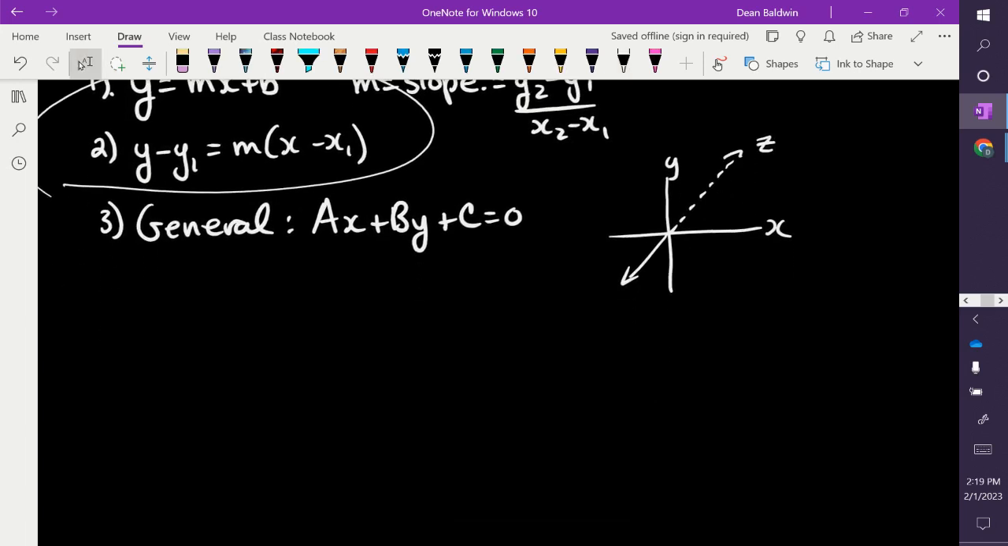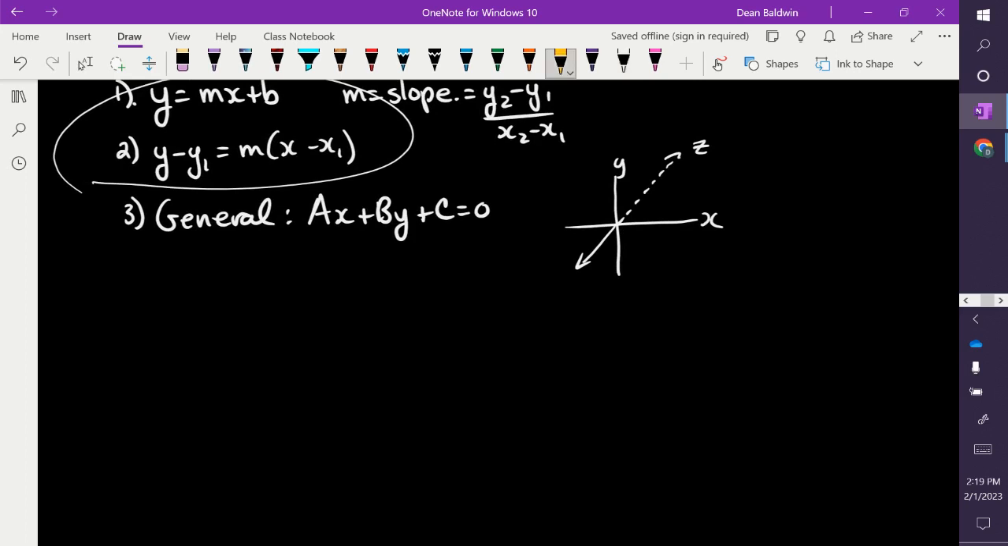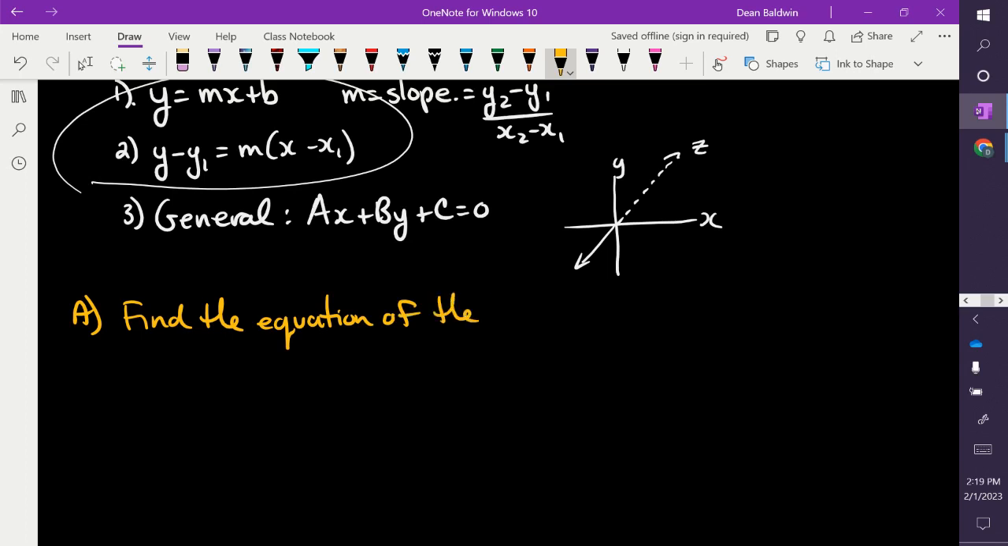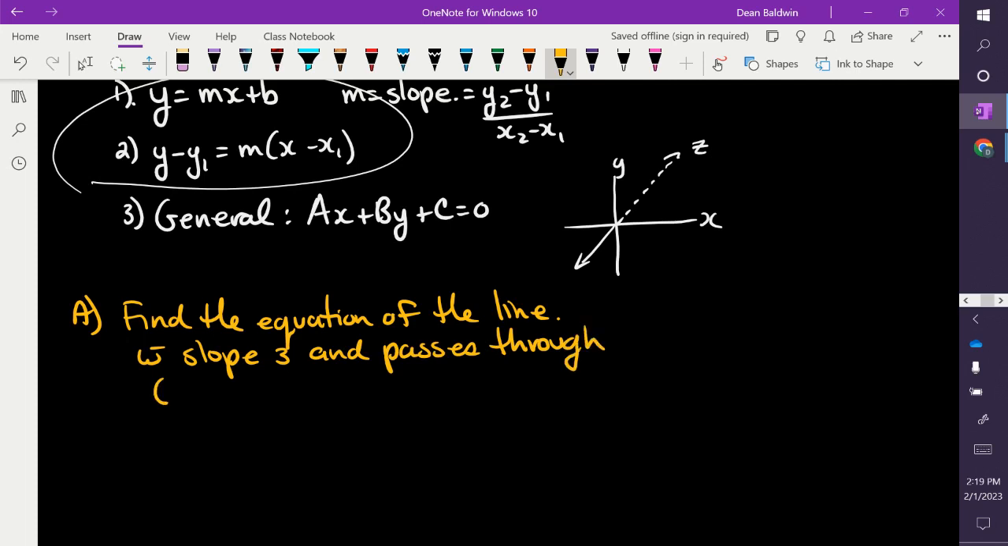Okay, so a basic question. Find, and this is going to come up in this class, so that's why we're going over it, the equation of the line with slope 3 and passes through the point (1, -2).